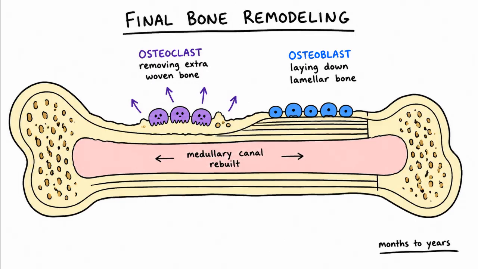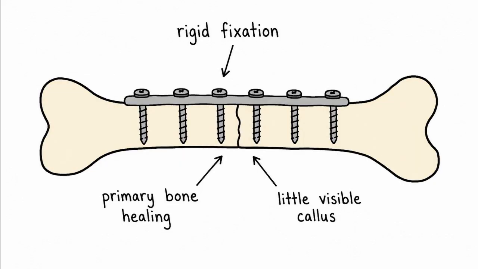During final remodeling, which may continue for months or years, osteoclasts remove excess woven bone while osteoblasts replace it with organized lamellar bone and rebuild the medullary canal. With rigid anatomical fixation, some fractures heal directly through primary bone healing, producing little visible callus.